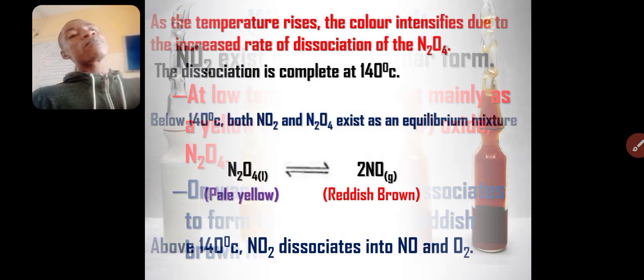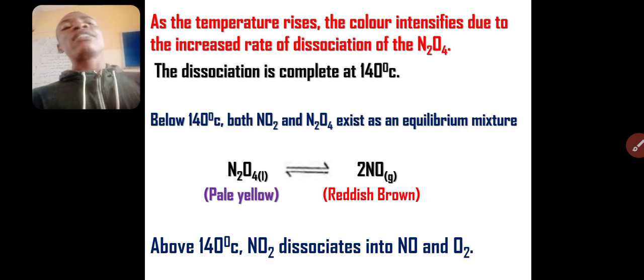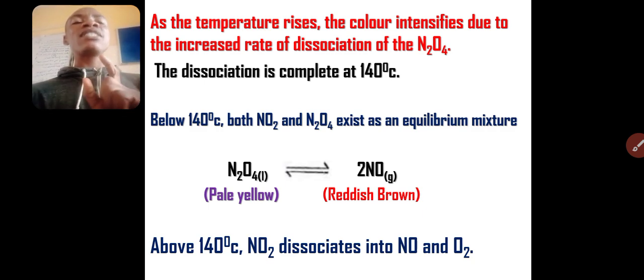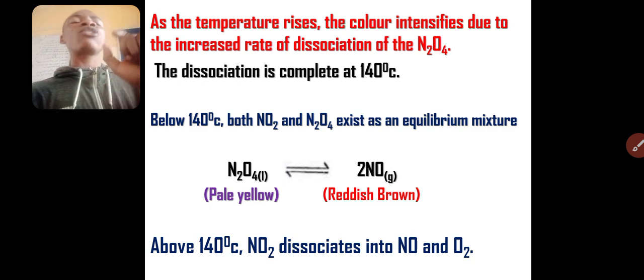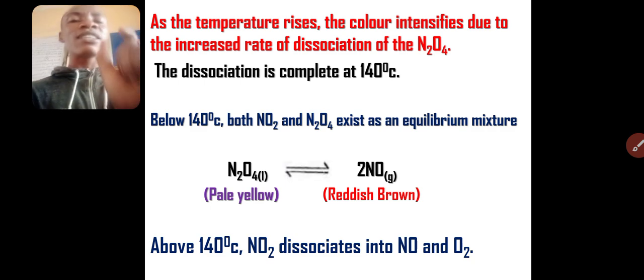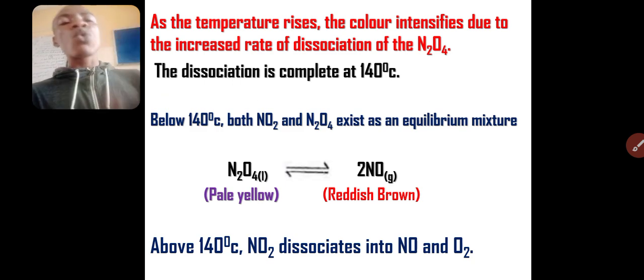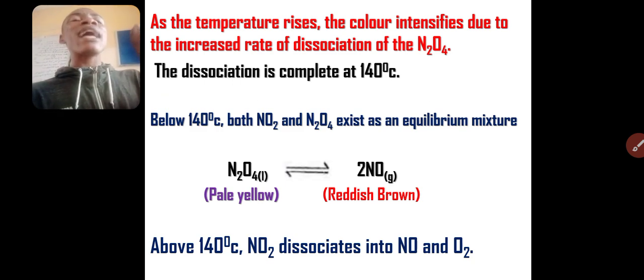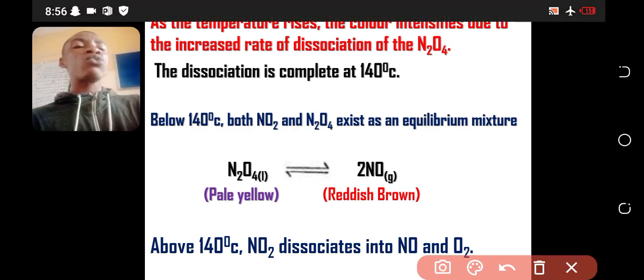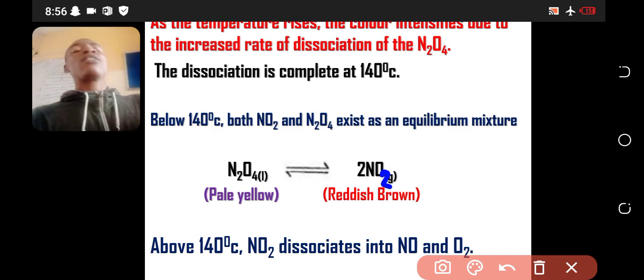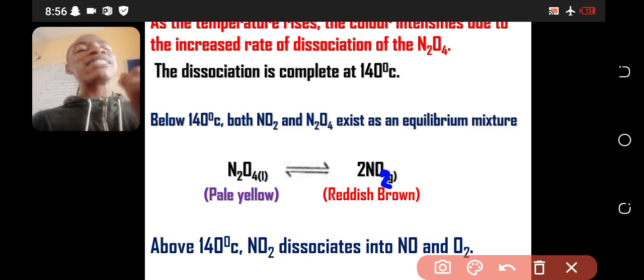N2O4 liquid. So when the temperature rises, the color of the N2O4, which is light yellow, intensifies, darkens and deepens to brown as the N2O4 dissociates into 2NO2 gas. The color is reddish brown. The dissociation will be complete at 140 degrees Celsius.